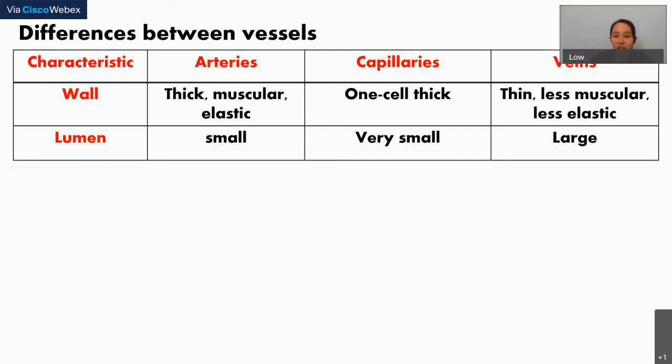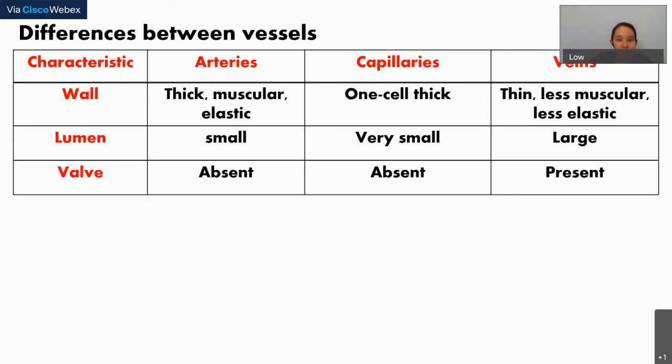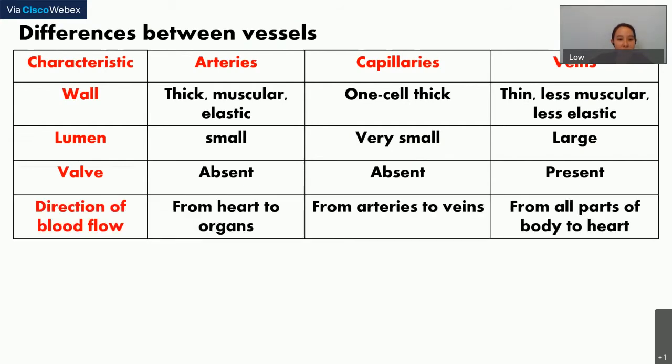Okay, so next, lumen. The lumen for an artery is small compared to the vein, which is large. Capillaries will have a very small lumen because it's only one cell thick, remember? Okay, how about the direction of blood flow?